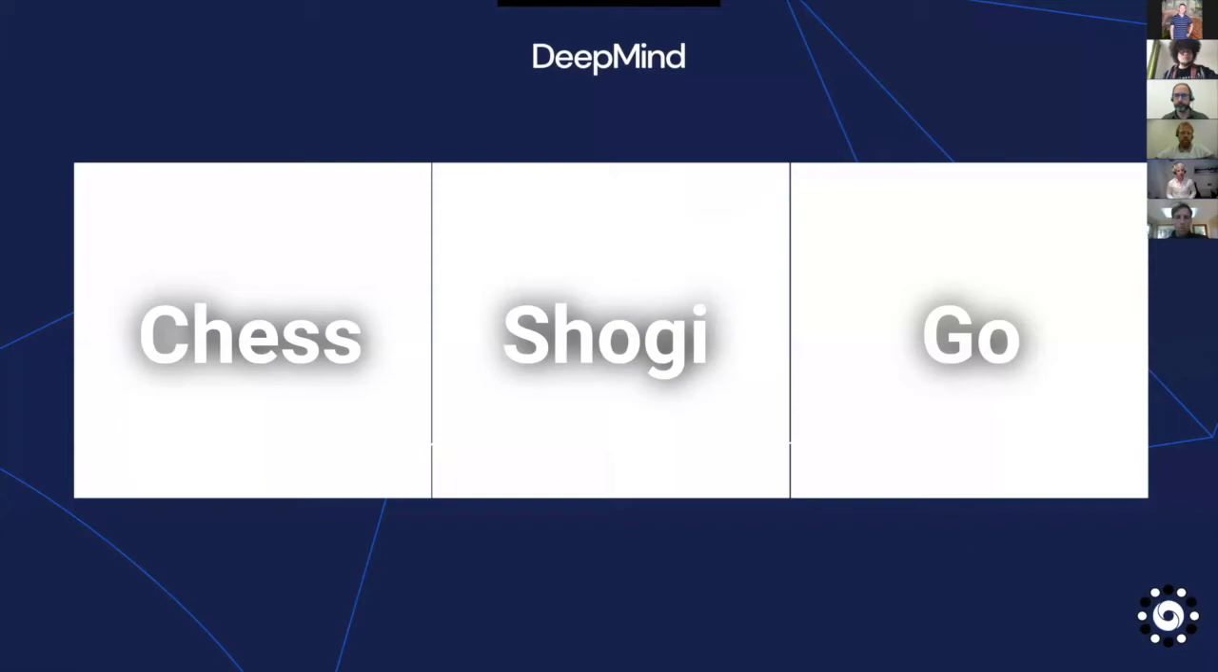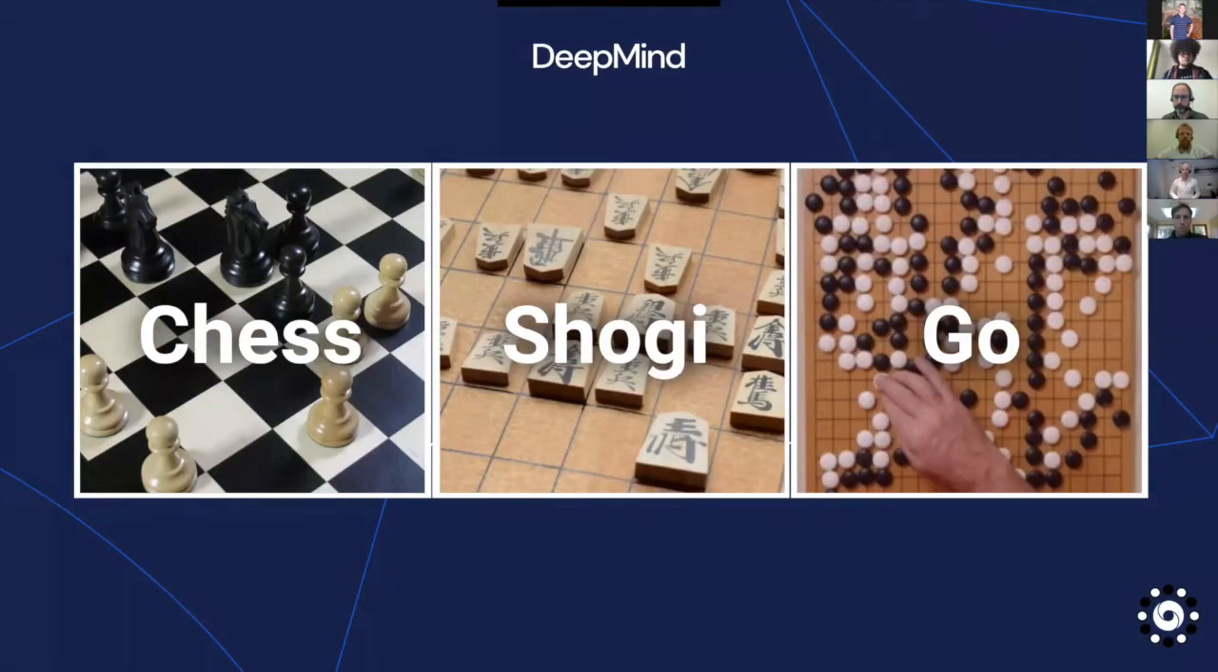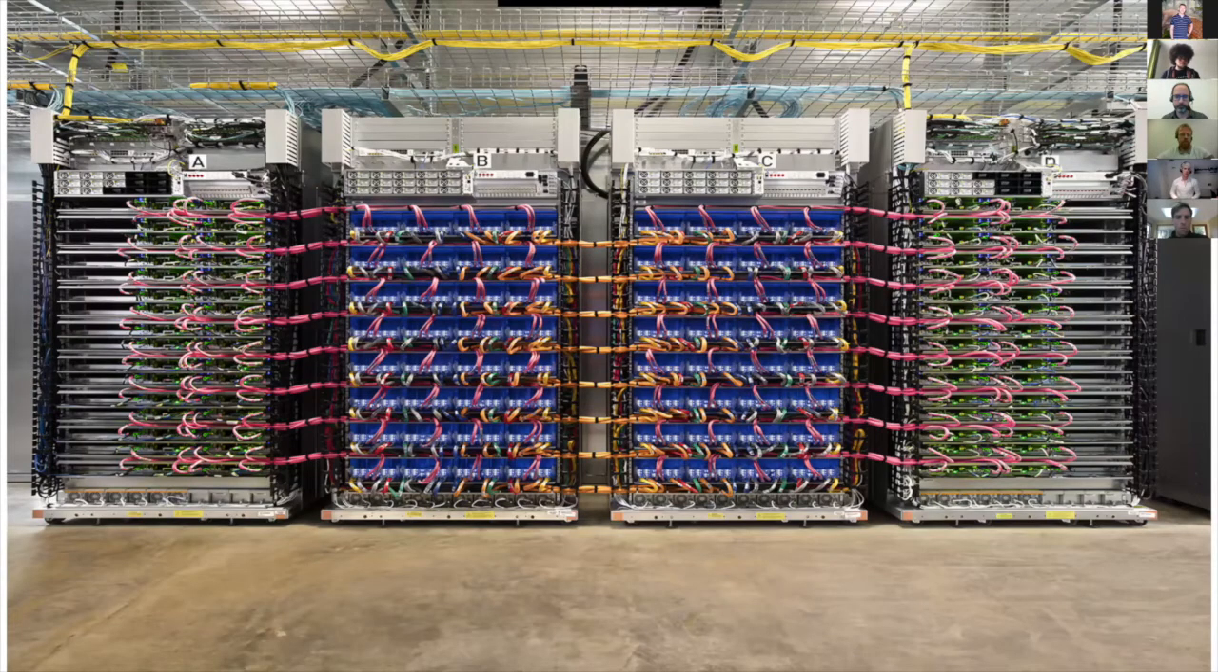And after this, the next step was to remove everything that was specific to Go and to generalize the algorithm further so it could tackle any board game. This was a very natural step for us. And at this point, we also started to benefit a lot from the excitement in machine learning and deep learning and people investing in a lot of hardware. These are some of the accelerators in Google's data centers that we could use, the TPUs at the time.